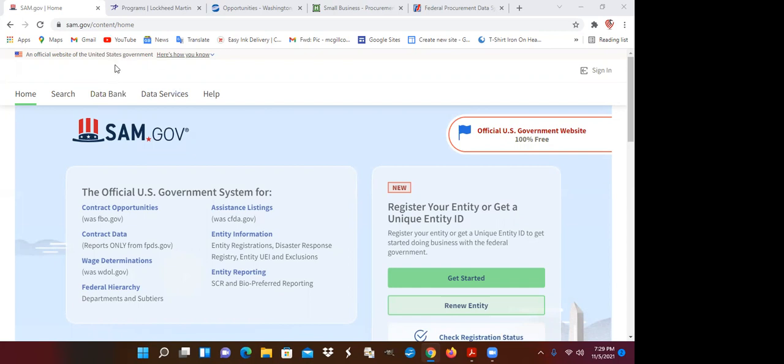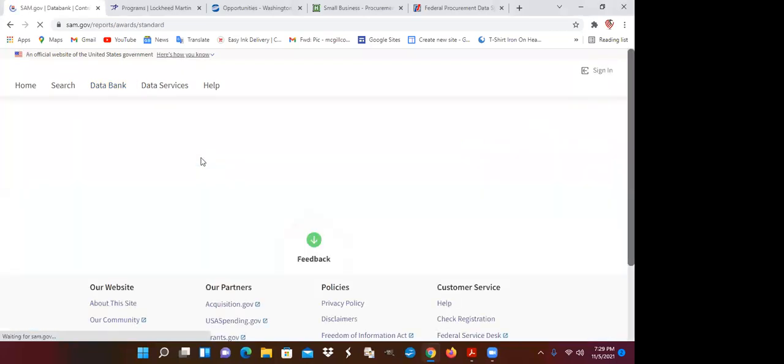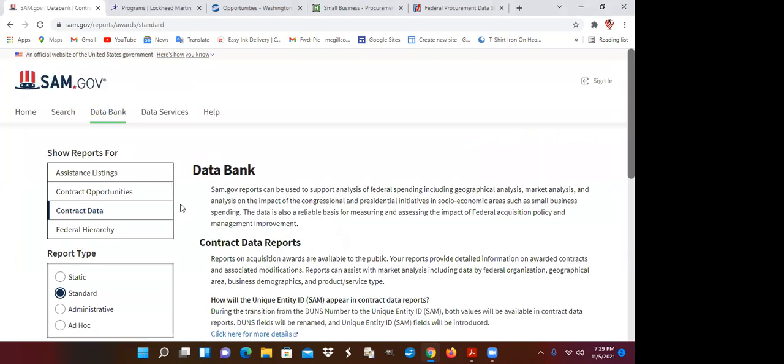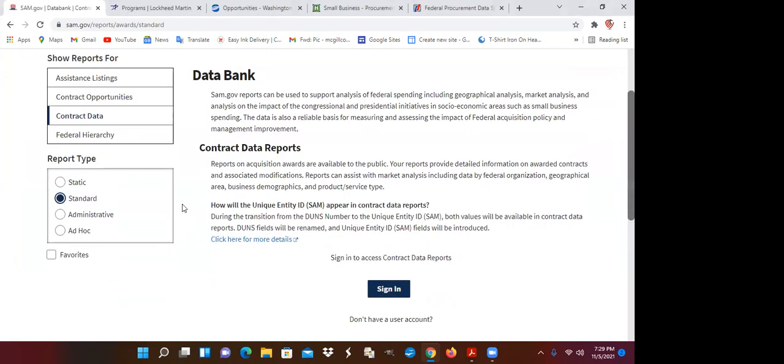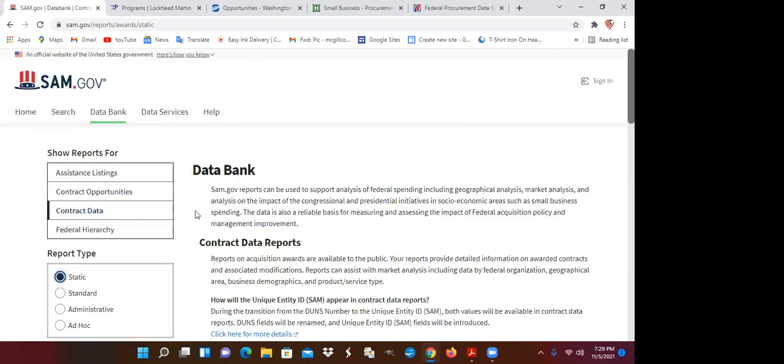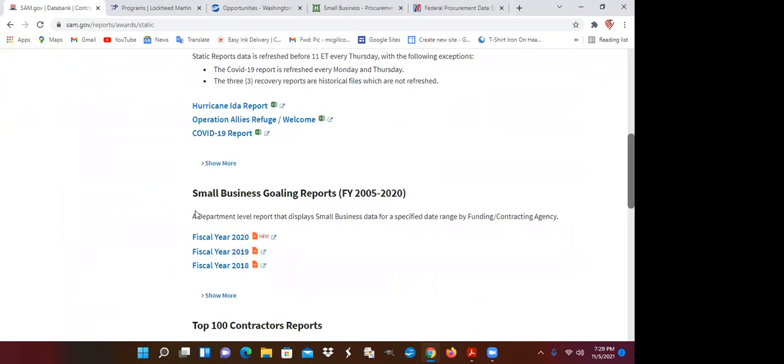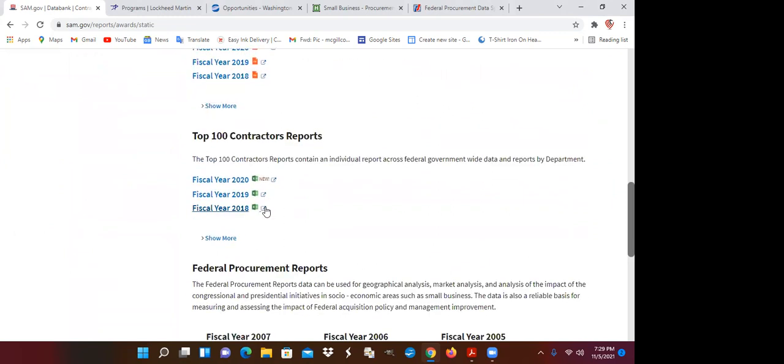I'll bring you there, and of course this SAMS.gov will bring you to here too, but it just looks a little bit different. But you're gonna go to data bank, and then you're gonna come down to contract data. Make sure you got contract data clicked, and you wanna change it because sometimes it'll be sitting on standard, but you want to go to static. You want to click static, and you want to scroll down, and they're gonna give you a report.